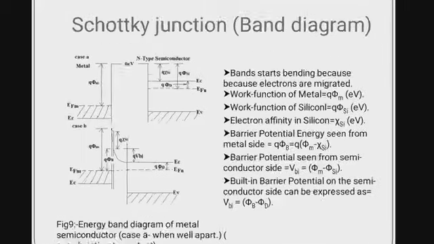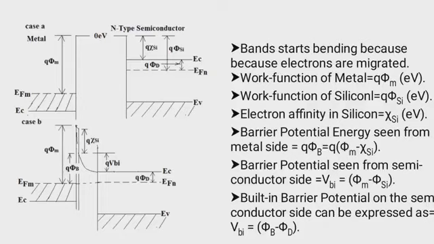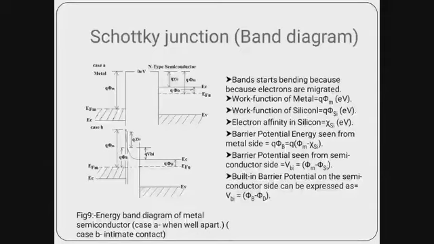Now, what is the difference between the two diagrams? In case A, this is 0 eV, which means no contact has been formed. That is why these are all flat diagrams, and no band bending has happened. But after contact, I have seen that band bending has happened. Okay, so now we are going to the next slide for these descriptions.